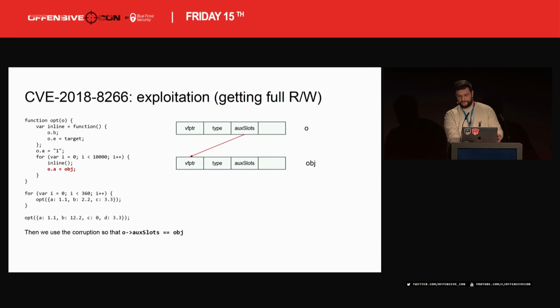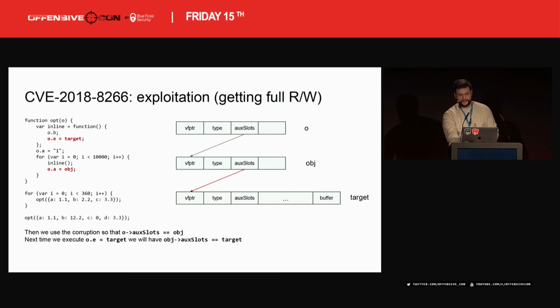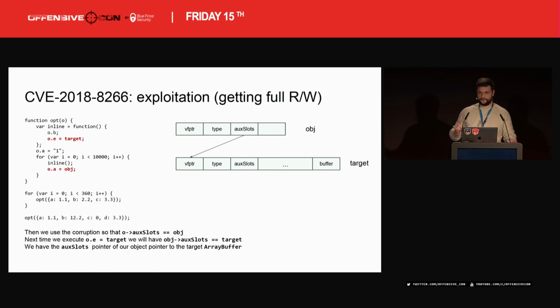And now I use my buggy function. Here we can see 2 things that have changed. Instead of setting a to x414141, I set it to obj, the global object. That creates the memory layout that you have on the right, where you have the local object O, whose auxSlots pointer now points inside our global object. And now when I execute O.e equals target, I make my global object obj point inside the array buffer itself. All of that is to achieve a memory layout where we have a global object whose auxSlots pointer points inside a target array buffer. And an array buffer is really nice because there's this buffer field, which is the pointer to where the memory for that array buffer is.